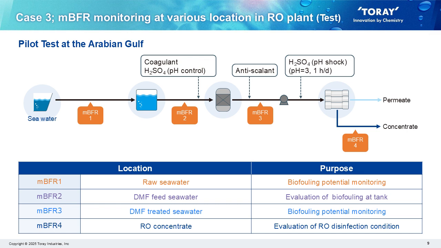Case 3. mBFR monitoring at various locations in RO plant. Using mBFR to monitor the biofouling potential at each location of an RO plant, evaluations were conducted for over 10 months at 4 points. Number 1 is intake seawater, number 2 is seawater supplied to pretreatment, number 3 is RO feed seawater, and number 4 is RO concentrate. pH shock was applied for sterilization purposes.